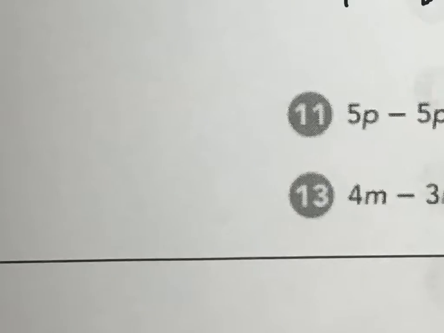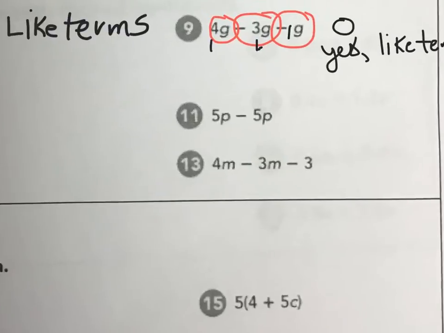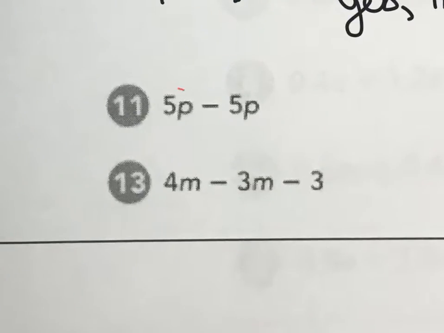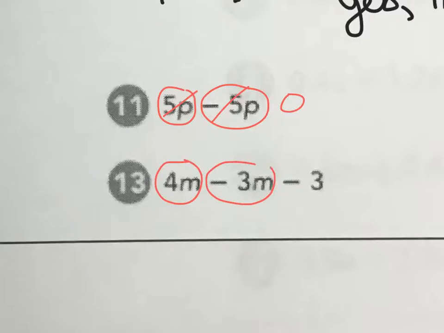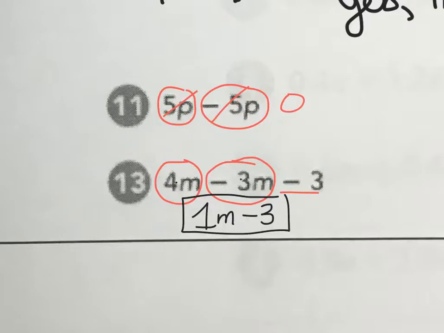Over here. Oh, 5p. A 5p minus a 5p. Those cancel out and you have nothing. That was easy. A 4m minus a 3m can be combined, and this constant stands alone. So what's 4 minus 3? 1m minus 3. That would be correct. But you could simplify it further because you don't have to write this 1. Because if there's an m there, we know that it's 1m. So the final simplified is just m minus 3.